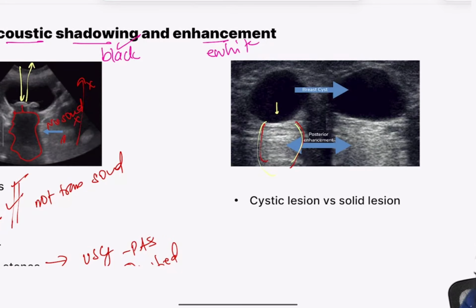The more white area, that is enhancement. So something which is transmitting a lot of sound. Because of that, more sound is reaching back, more sound is reflected, so it is appearing white. That is posterior acoustic enhancement.